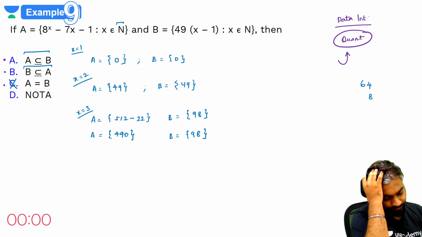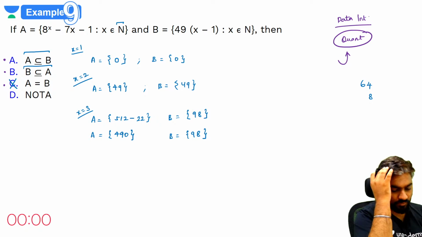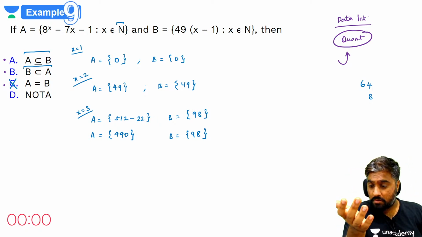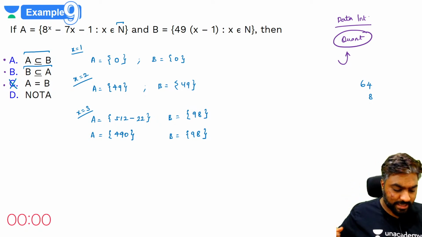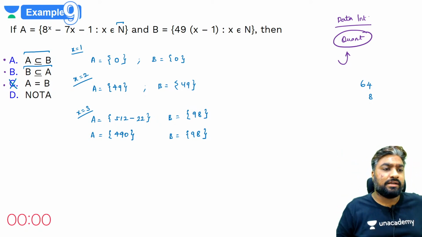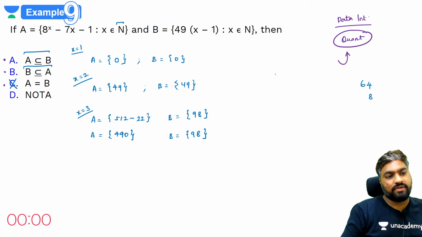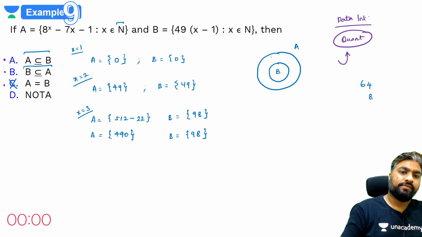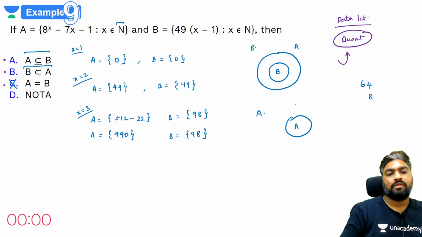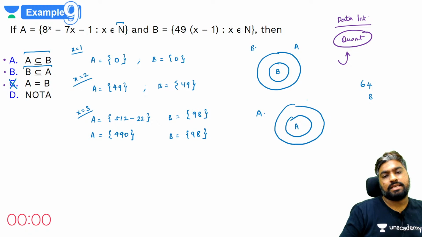All right, so understand one thing, guys. If B is a subset of A, then every value of B belongs to A. B is a subset of A. Yes, this is option B. Option A says what? Option A says A is a subset of B.